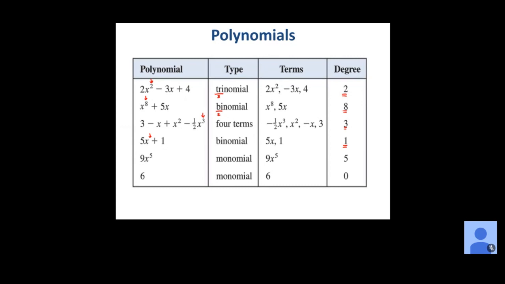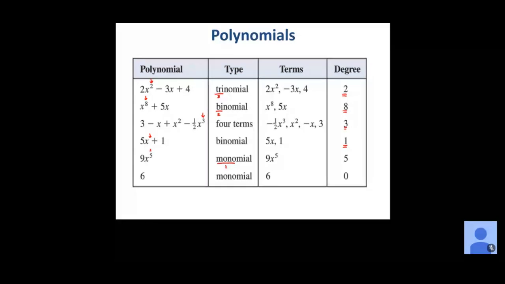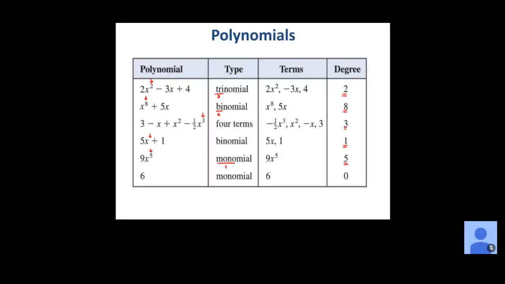If we only have a single term, we call that a monomial. Mono meaning 1. Okay, so 9x to the 5th is our only term, and the degree of this one is 5 because that's our highest exponent. Right? And it is possible also to just have a number, right? And we would still call that a monomial because 6 technically has a degree of 0 because there is no variable on that term, right? So if there is no variable, then we would just say the degree of that monomial is 0.